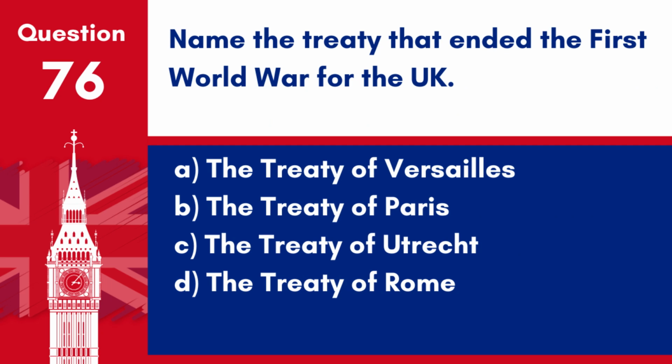Question 76. Name the treaty that ended the First World War for the UK. A. The Treaty of Versailles. B. The Treaty of Paris. C. The Treaty of Utrecht. D. The Treaty of Rome. Answer: A. The Treaty of Versailles. The Treaty of Versailles in 1919 officially ended the First World War for the UK and its allies.